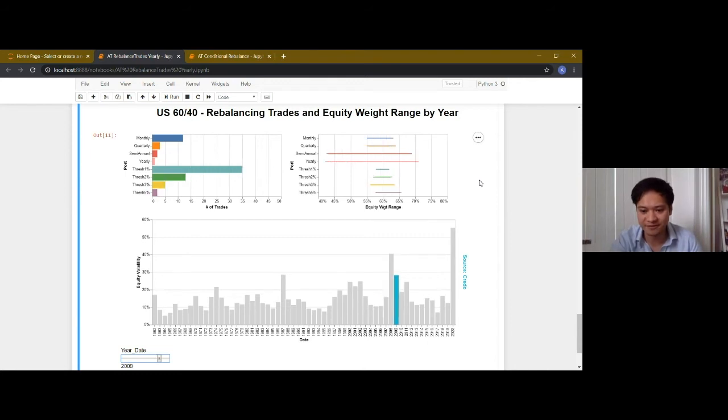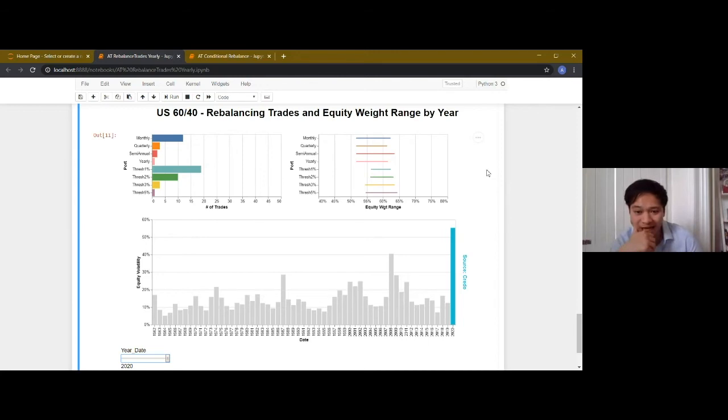If we look at a different year, 2017, which is an abnormally low volatility year, you can see that with periodic rebalancing, again, you had the same number of trades. Actually, in this year, threshold rebalancing had a really small number of trades because there wasn't so much volatility. But in terms of benefit, you didn't see much difference. When you look at the weight ranges here, they're very, very similar across the two types of rebalancing.